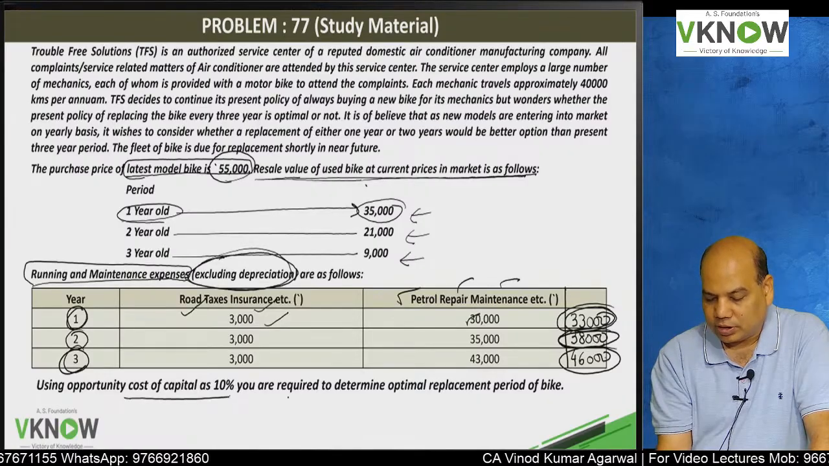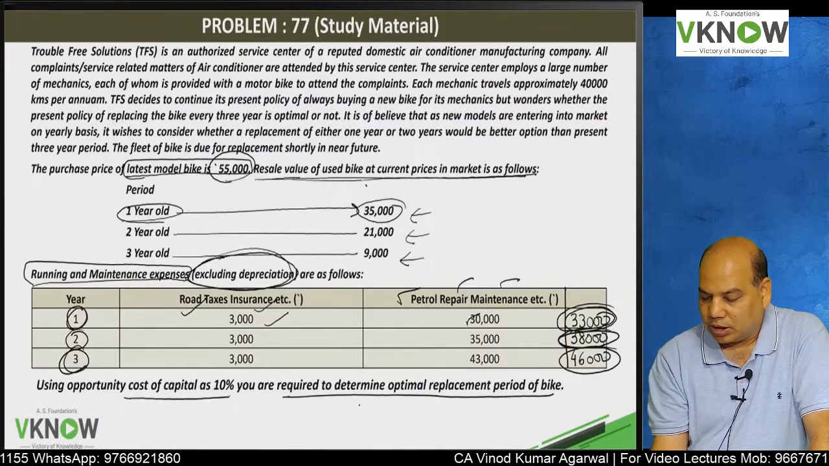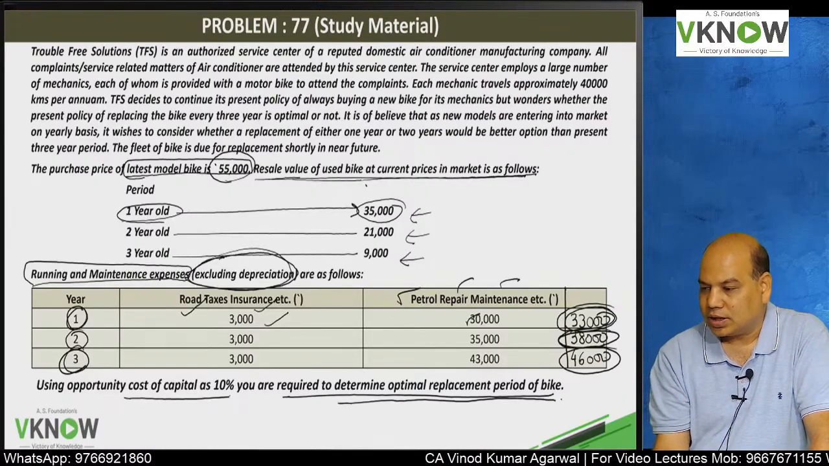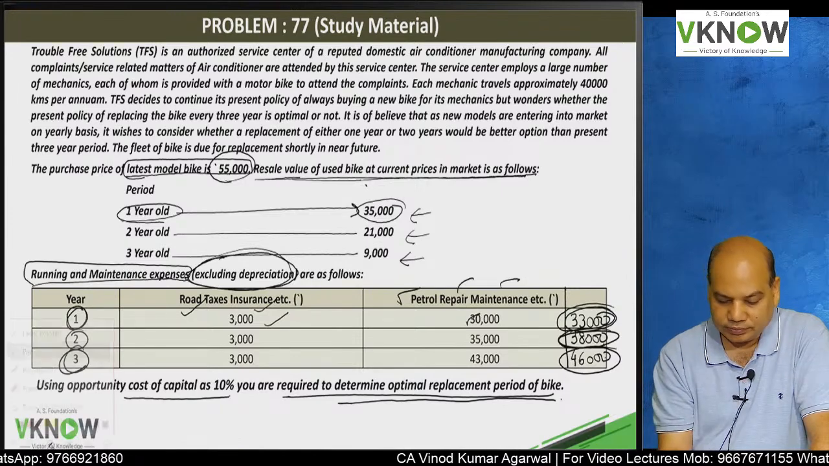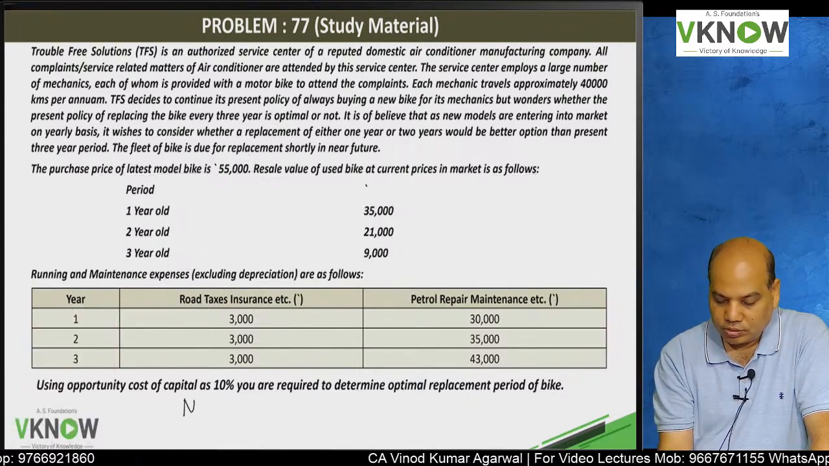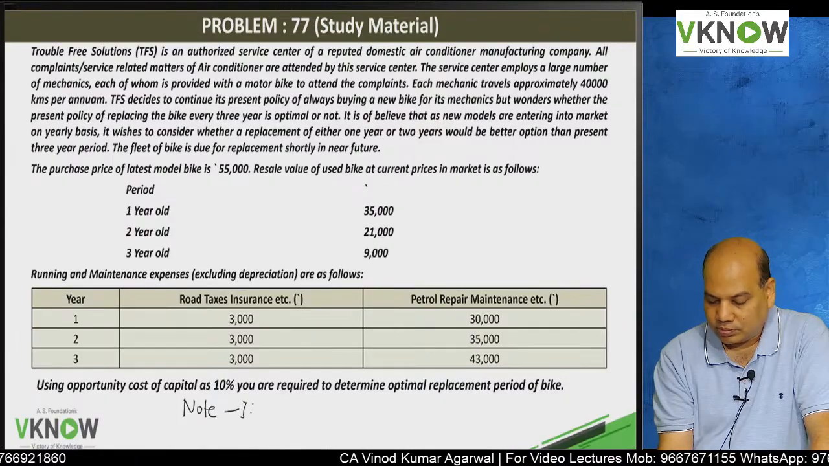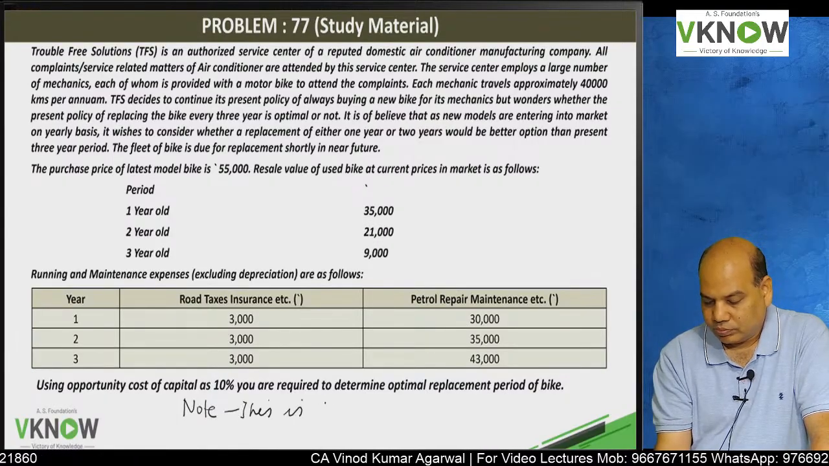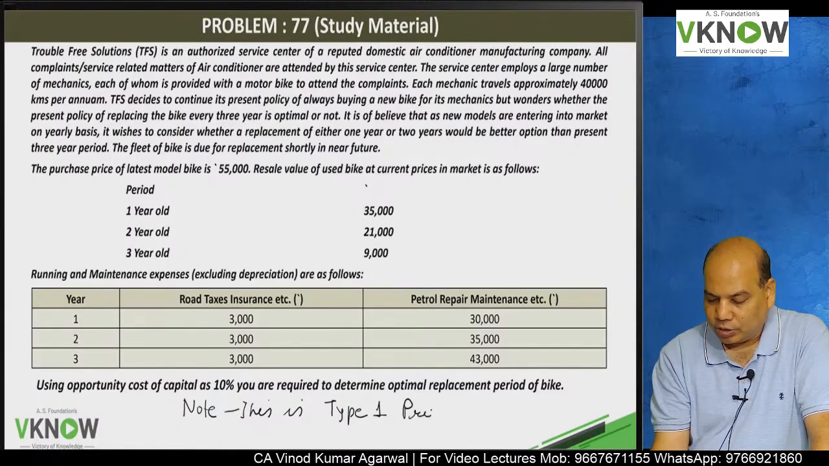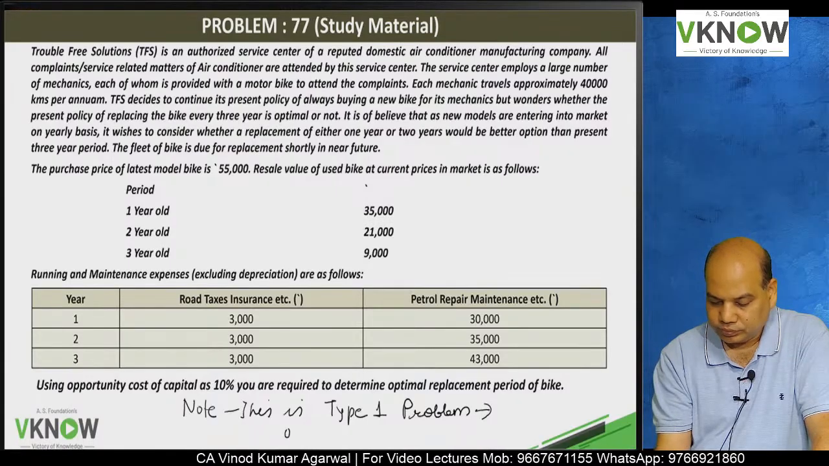Opportunity cost of capital is 10%. Determine the optimum replacement cycle of the bike. This is a type 1 problem. Type 1 problem means finding the optimum replacement cycle.